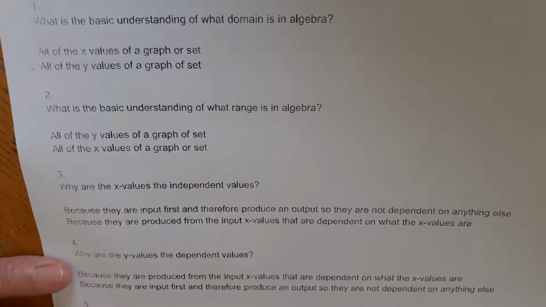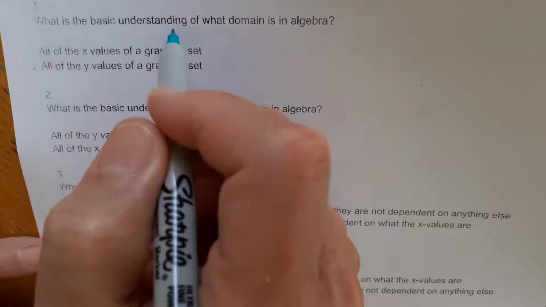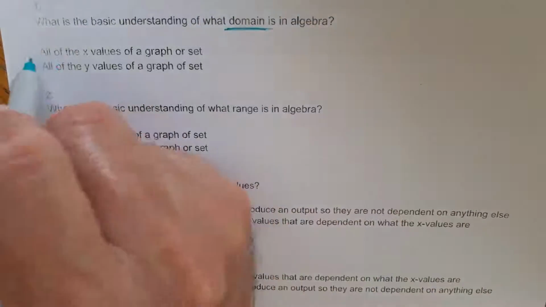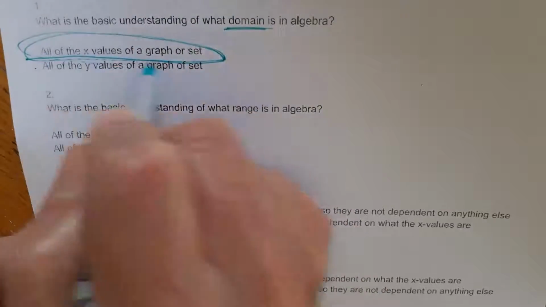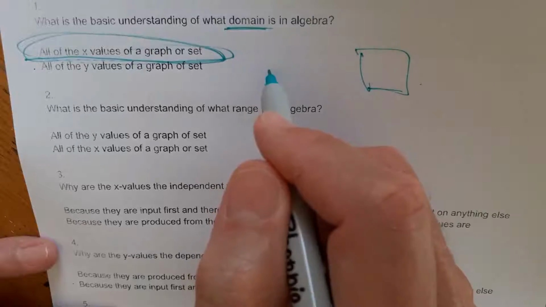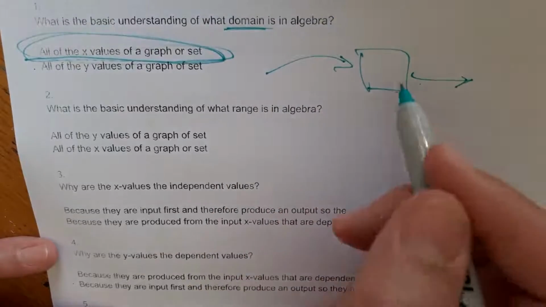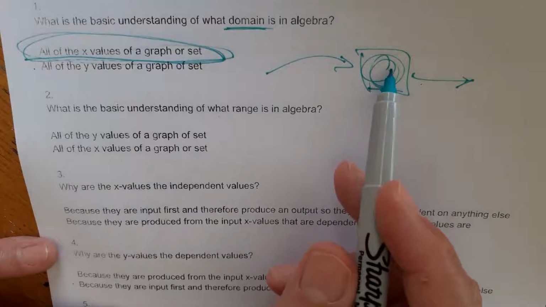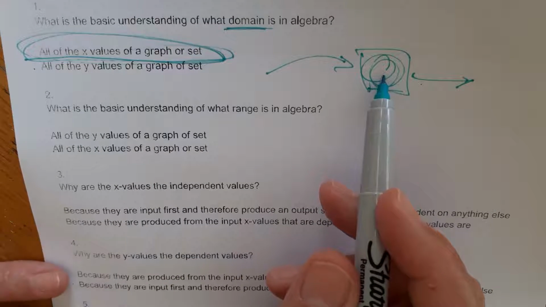All right, so what is the basic understanding of domain in algebra? Well, the domain is the set of x values, right? So we input x's, just like in that factory model there. There was a factory. We put in x's and we get out y's, and the factory does something to them. All right, and the factory is another term for the function.